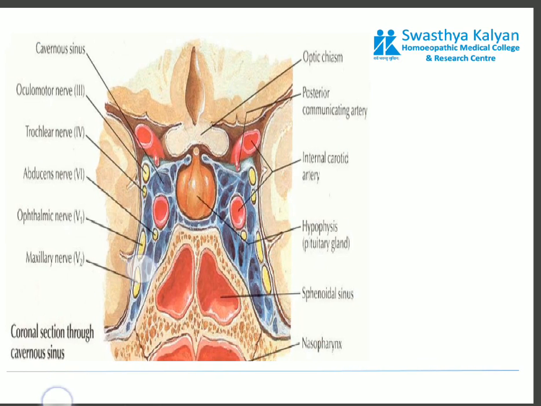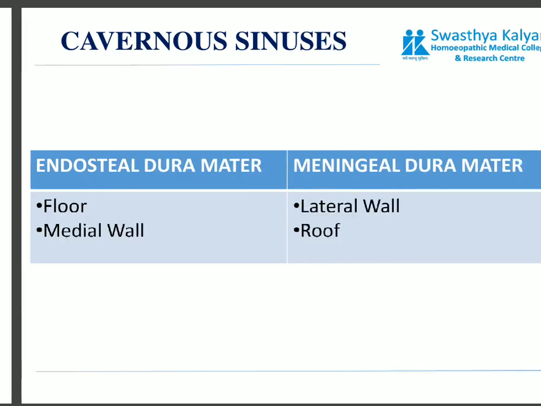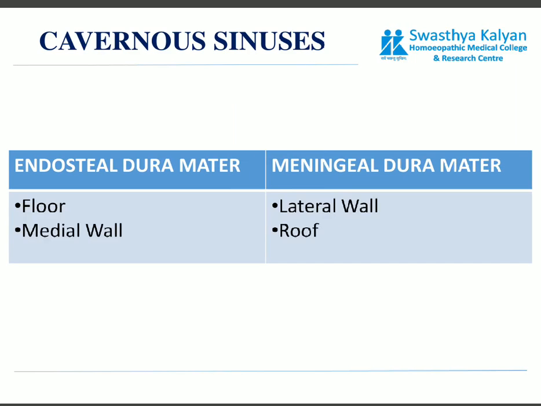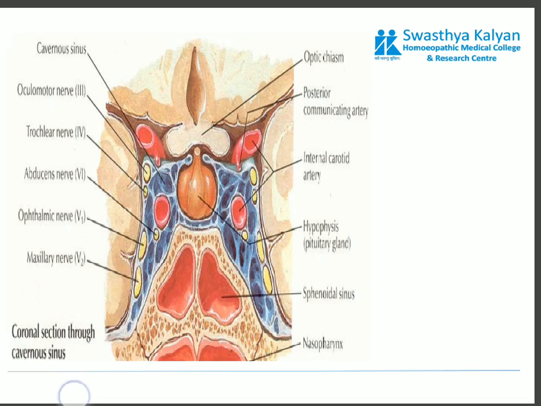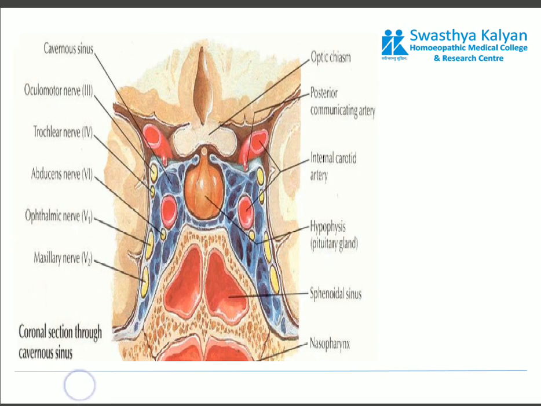This is a coronal section. So this is showing the interior view of the sinus, and you can see the various spaces or caverns formed by various trabeculae. These are the spaces that you can see. The floor and the medial wall: the lower portion, the floor and the medial wall, is formed by the endosteal layer of the dura mater, and the lateral wall and the roof is formed by the meningeal layer of the dura mater.